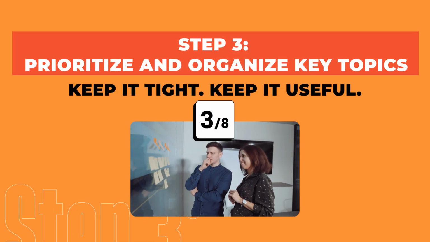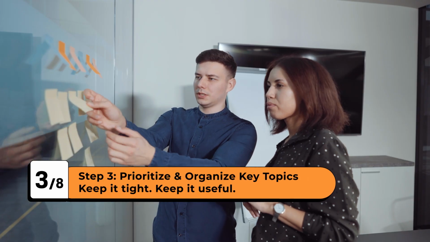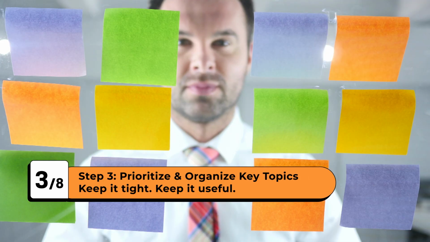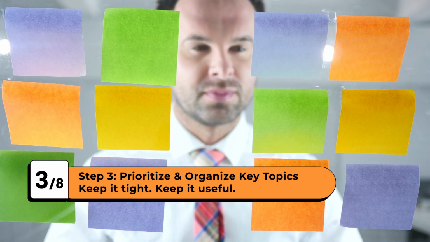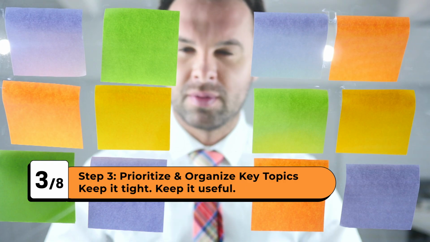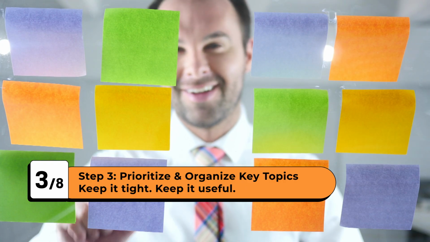Step 3. Prioritize and organize key topics. Don't overload your course. Group content into clear, focused sections, 3 to 5 per course. Each one should connect directly to a learning goal.